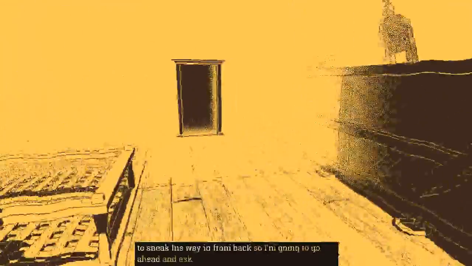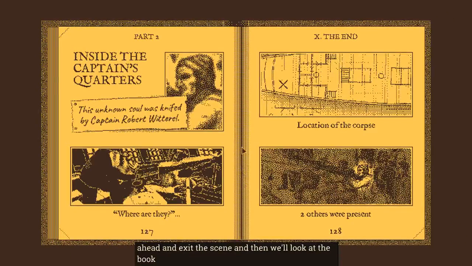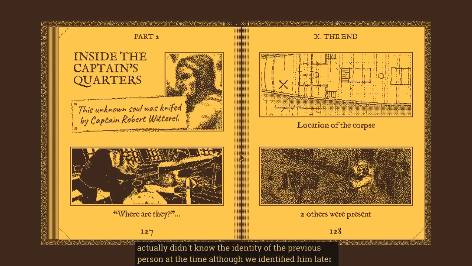So I'm going to go ahead and exit this scene, and then we'll look at the book. We don't know the identity of this person. We actually didn't know the identity of the previous person at the time, although we identified him later. So Knit Hat Man, we were able to determine that he was knifed. He was killed by the captain, whose name is Robert Witterell. We deduced that, well, not deduced, the information was available to us on the crew list. We knew that that was the captain's name.